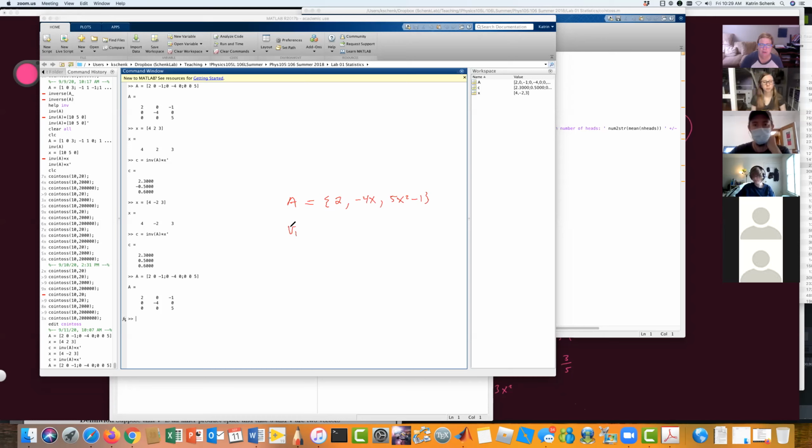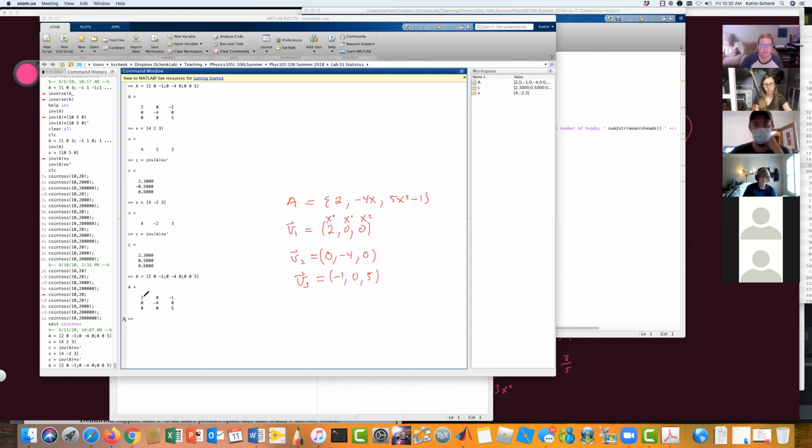So V1, with respect to the standard basis, would be 2, 0, 0, because it doesn't have any other terms. This is the coefficient of x to the 0, this is the coefficient of x to the 1, and this is the coefficient of x squared. V2 would be 0, minus 4, 0. And V3 would be minus 1, 0, 5. Everybody get that?